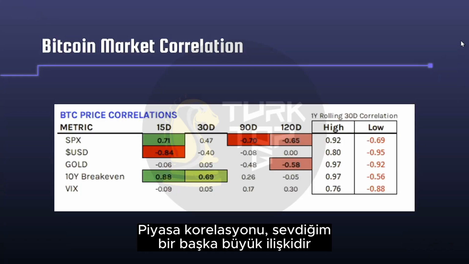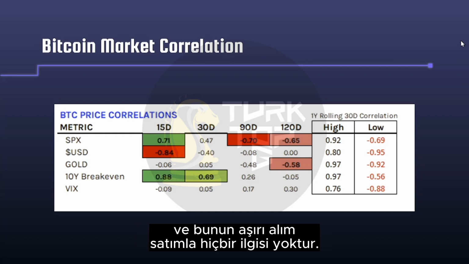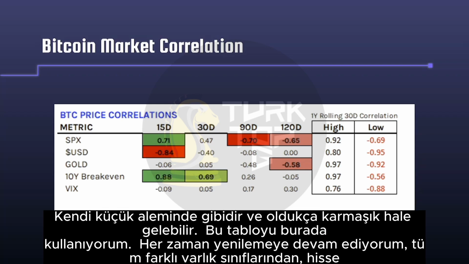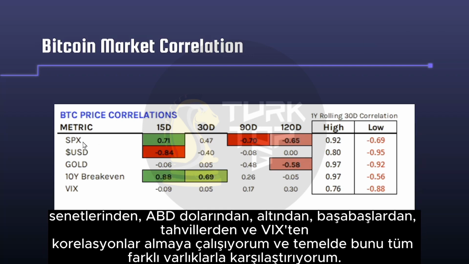Market correlation is another big one that I like, which really doesn't have anything to do with overbought, oversold. It's kind of in its own little realm, and it can get quite complex. I use this table here. I keep refreshing it all the time, trying to get the correlations from all the different asset classes: stocks, US dollar, gold, breakevens, bonds, and the VIX, and essentially comparing that to all the different assets.